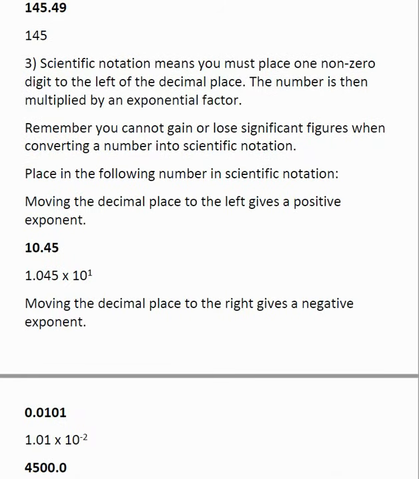So scientific notation is an important part of significant figures, and we'll see why in just a second. The formal definition of scientific notation is you take a number and you place it so that there is one non-zero digit to the left of the decimal place, and then you multiply by an exponential factor that will compensate for the moving of this digit. One of the most important things to remember is that if you take a number and put it into scientific notation, you cannot gain or lose significant figures when you do that. So if I put 4 significant figures in, I get 4 significant figures out.